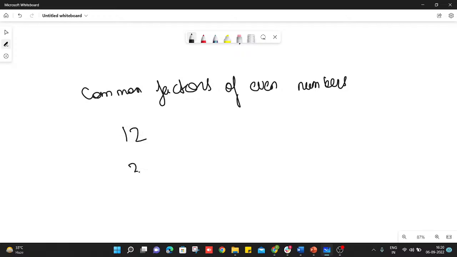12 and 38. Okay, so there is something very important. What is the most common factor of even numbers? If two numbers are even and you want to tell only one factor of them without calculating anything, you can say 2 is going to be the common factor of both of them, because 2 is a common factor of all the even numbers.